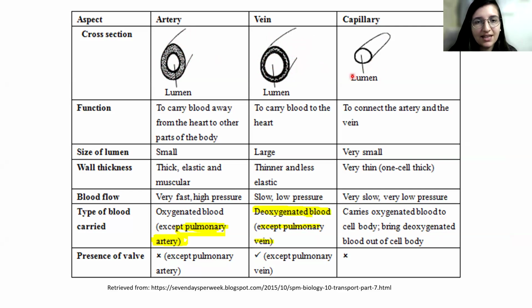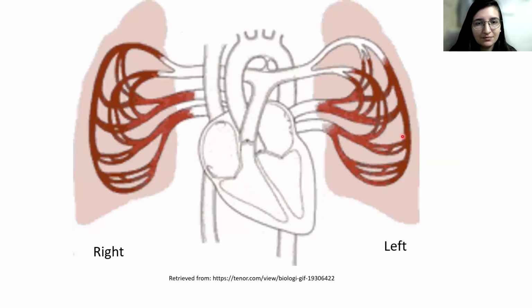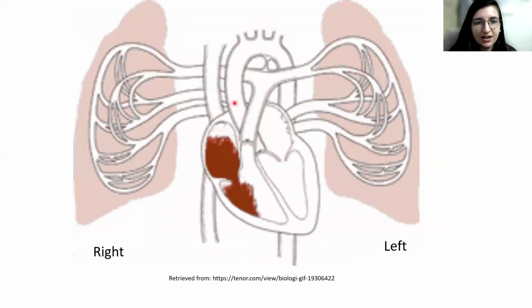And then lastly, capillaries, which are very small and very thin because the pressure is very low and the blood flow is very slow. And the capillaries are what connect the veins and arteries, the little bridges in between. See the blood flow one more time, out, back into the heart.